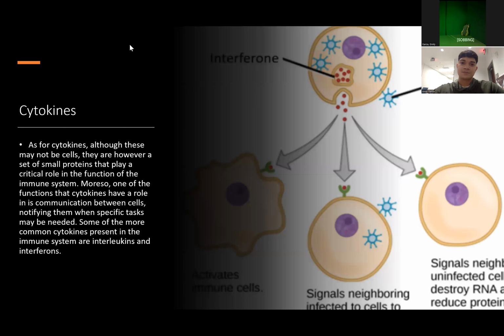As for cytokines, although these may not be cells, they are a set of small proteins that play a critical role in the function of the immune system. One of the functions of cytokines is communication between these cells, notifying them when specific tasks may be needed. Some of the more common cytokines present in the immune system are interleukins, I believe, and interferons.